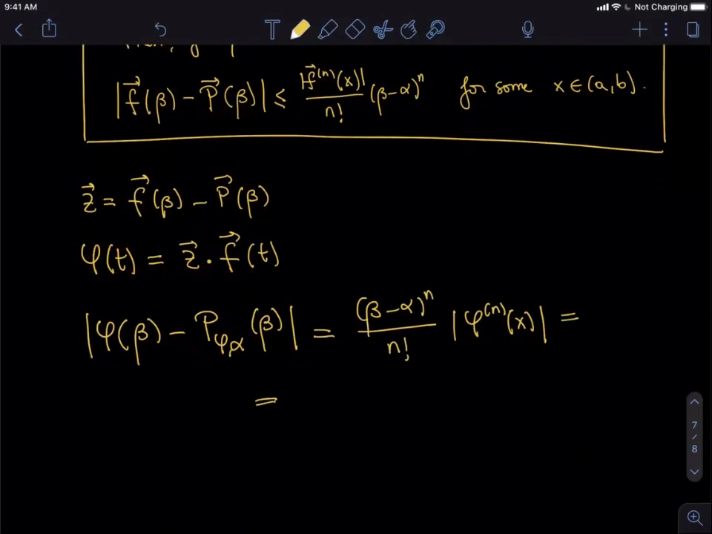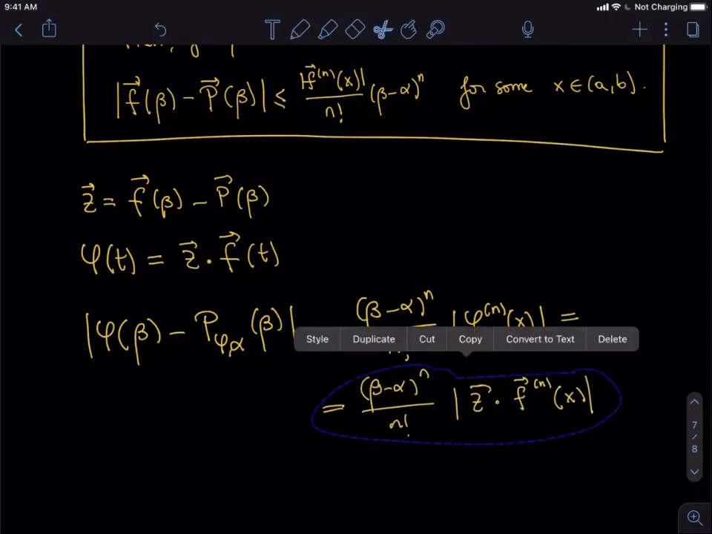Okay, so beta minus alpha to the n divided by n factorial. And then here I have z times the n-th derivative of f at x. There we go. Okay, so on this side, I think this is all we can do.